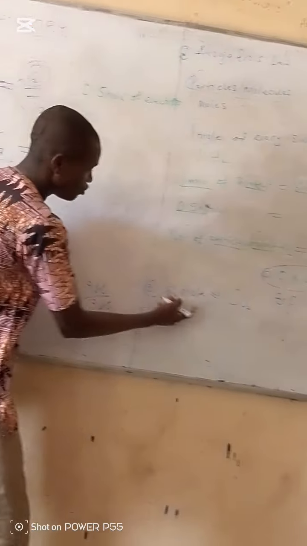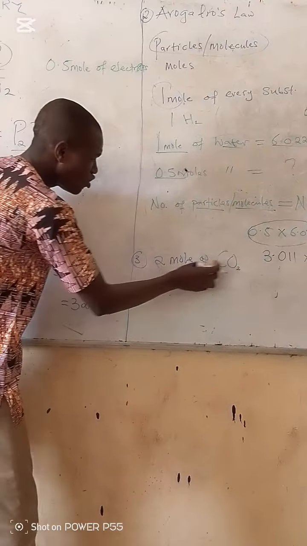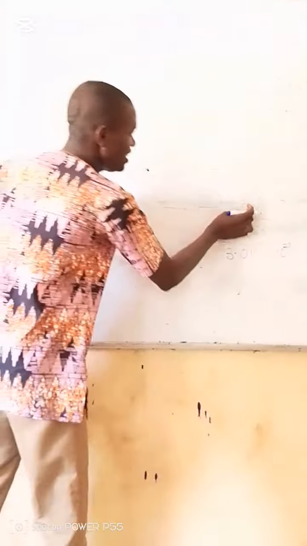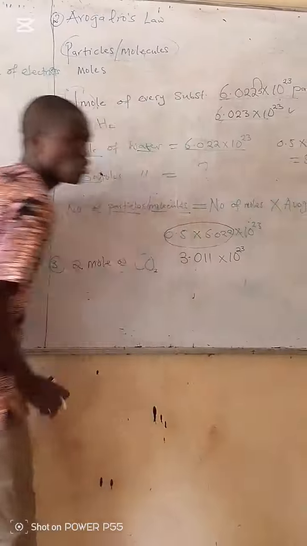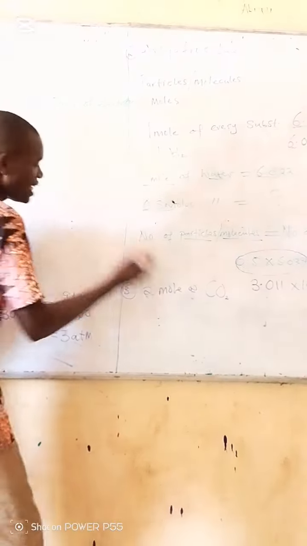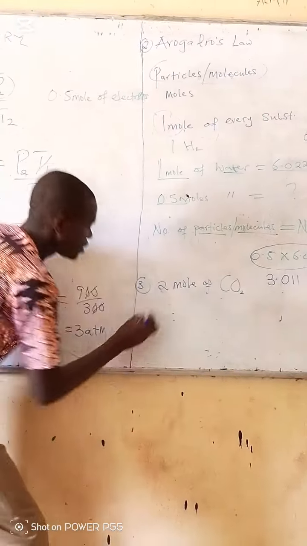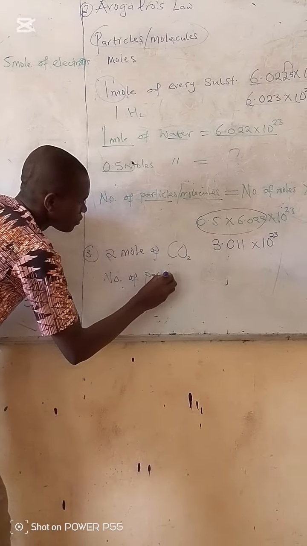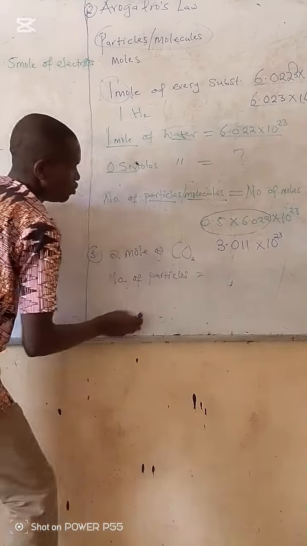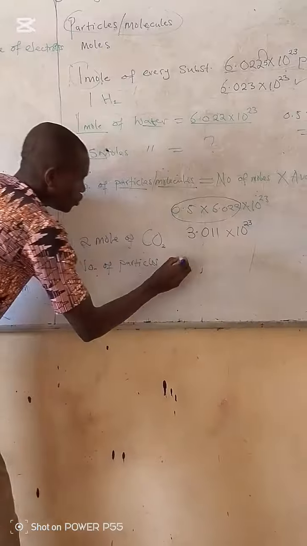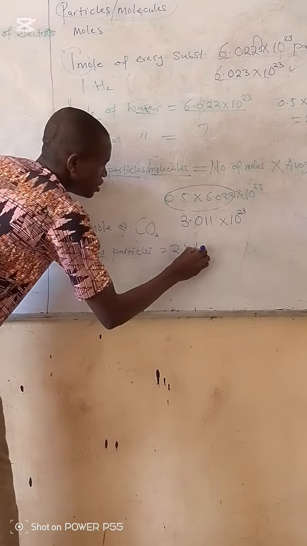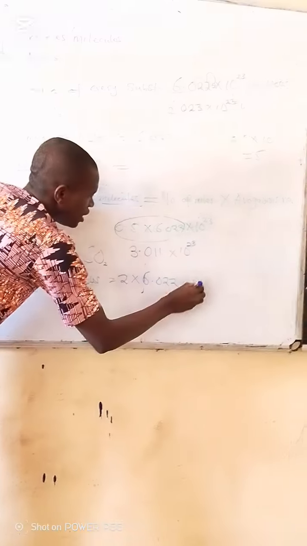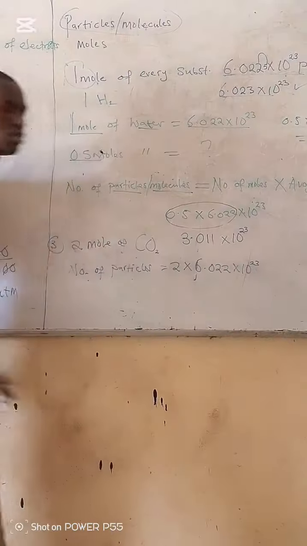Now, this is very simple. Since they say number of particles in 2 moles of carbon dioxide, you follow the same formula. What's the formula again? Number of particles is equal to number of moles times Avogadro's number. So you know Avogadro's number offhand, and the number of moles is given to you. What is left? Number of particles is equal to, what's the number of moles given? 2 times 6.022 times 10 raised to power 23. Simple.